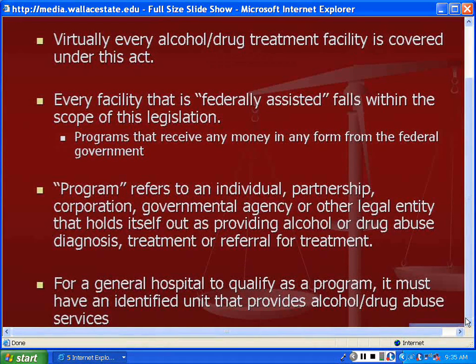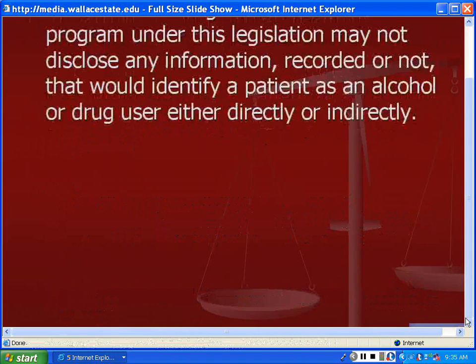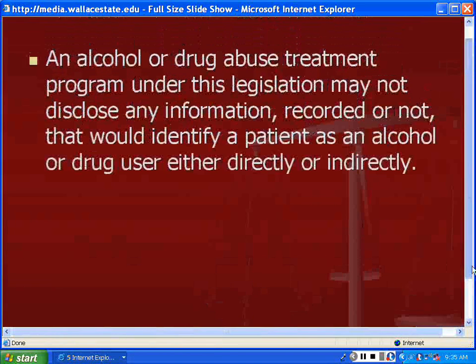Now, any alcohol or drug abuse treatment program under this legislation may not disclose any information, whether it's recorded or not, that would identify a patient as an alcohol or drug user either directly or indirectly. So what this means is, when it says directly or indirectly, think about those facility directories. If somebody calls an alcohol and drug rehab hospital and says, could you give me so-and-so's room number? Oh, sure. Well, we're identifying that individual as an alcohol or drug user if we give that information out. And so that is prohibited.